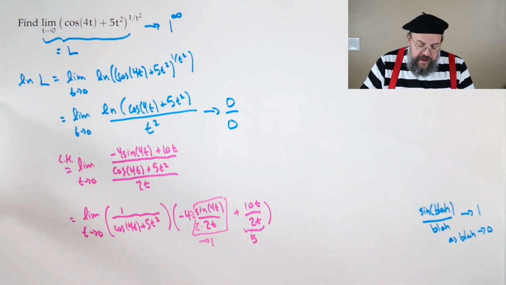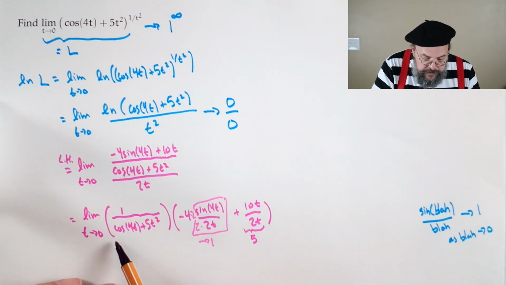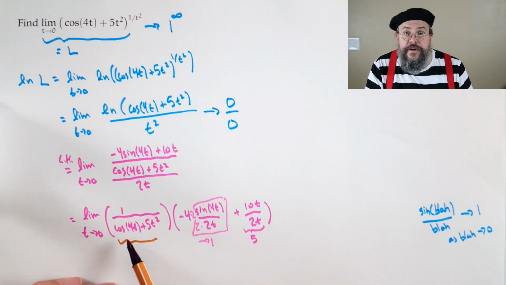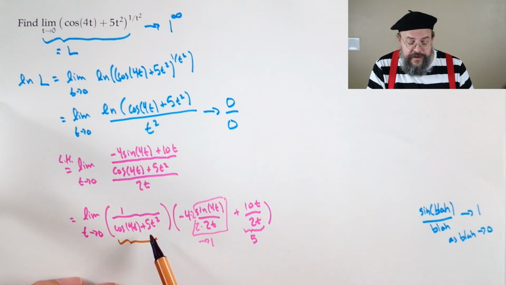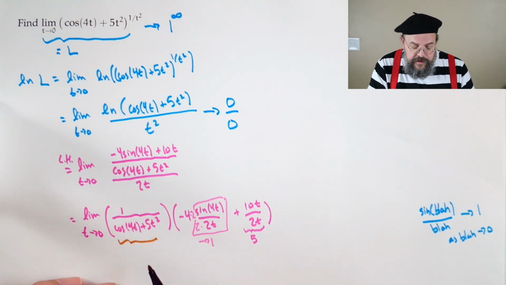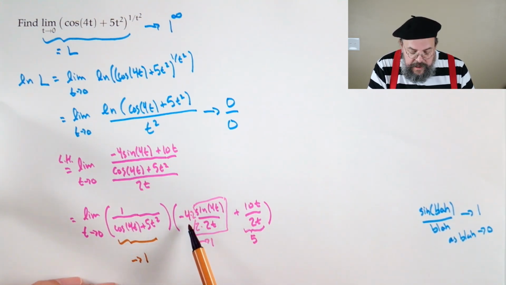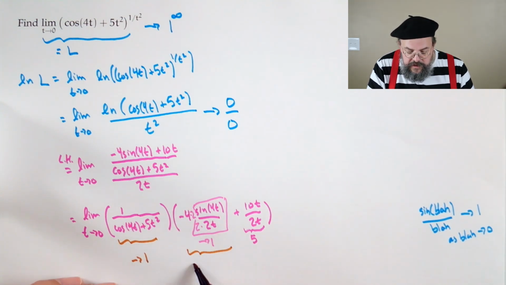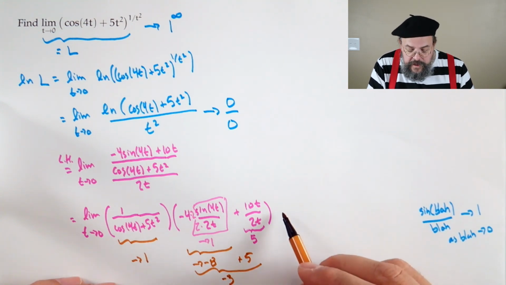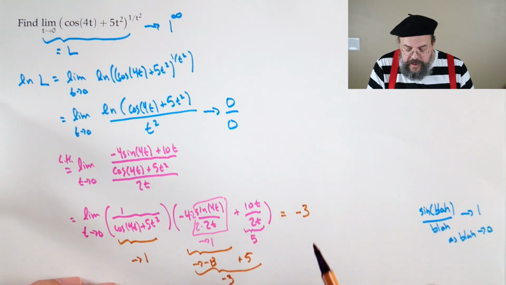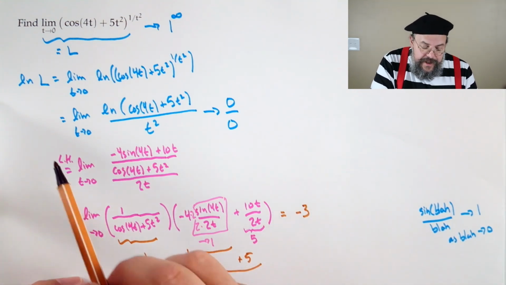We put our pieces together. So what do we have? First off from here, cosine of 0 is still 1. 5 times 0 squared is still 0. So I have 1 over 1 plus 0. So this is going to go to 1. Then I have this is going to 1 times a negative 8. See, that's 4 times 2. So this whole thing here goes to negative 8. And this goes to 5. Negative 8 plus 5, well, is going to go to negative 3. So we have negative 3. That's our limit. So this is going to negative 3.